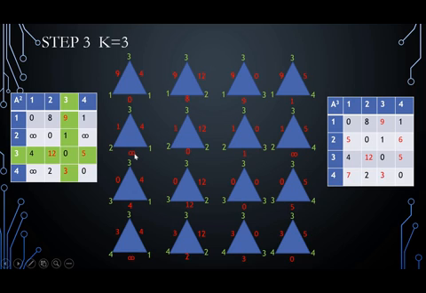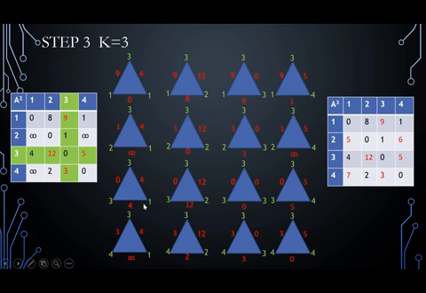1 plus 4 compared with infinity. So 1 plus 4 is 5. 5 is less than infinity. Therefore, I update this as 5. So 1 plus 12 compared with 0 remains 0. 1 plus 0 compared with 1 remains 1. 1 plus 5 compared with infinity. 1 plus 5 is 6, which is less than infinity. Therefore, I am updating this as 6.